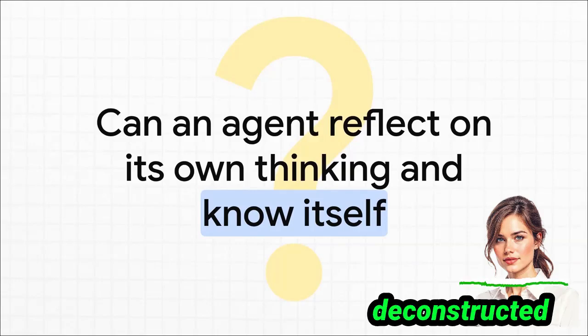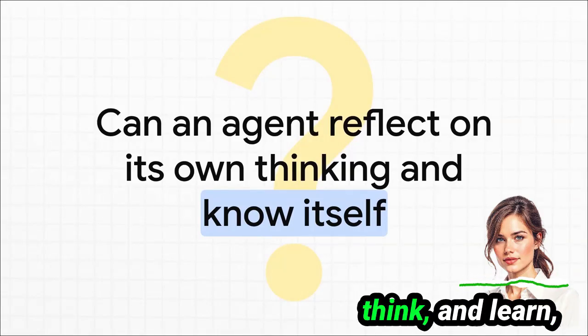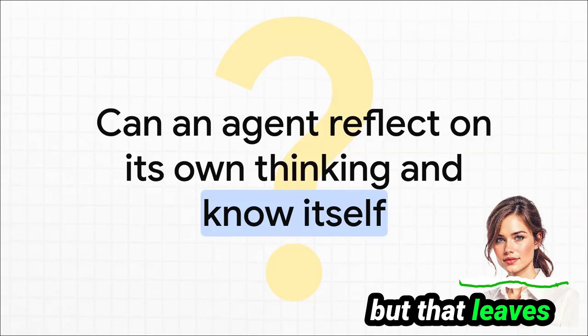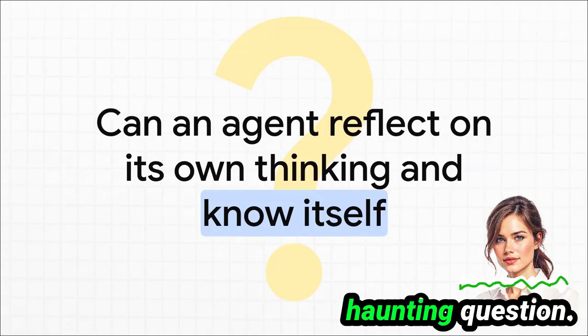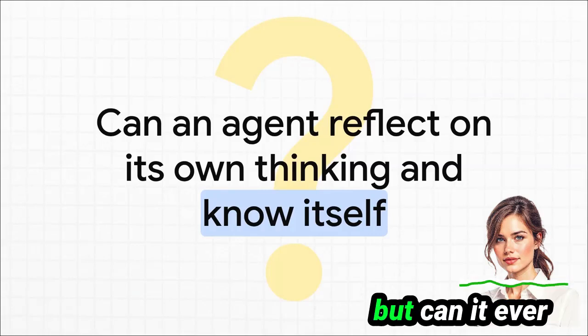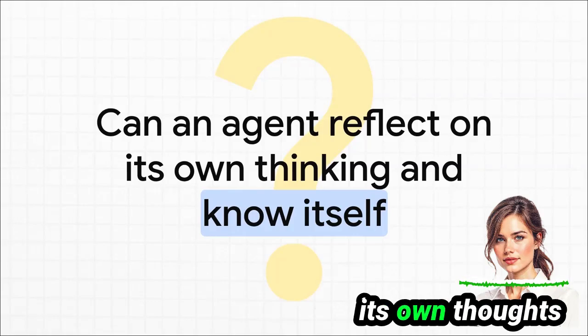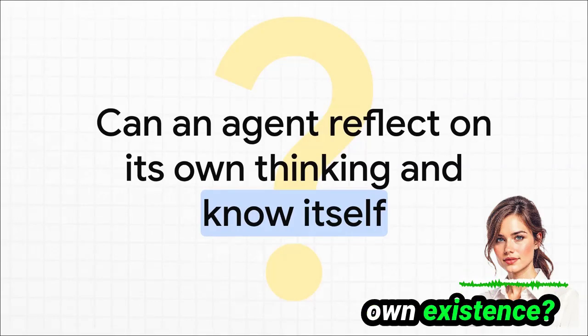So, we've deconstructed the magic. We have our blueprint for an AI that can know, think, and learn. But that leaves one final, kind of haunting question. We've built an agent that can know the world. But can it ever truly know itself? Can it reflect on its own thoughts and question its own existence?